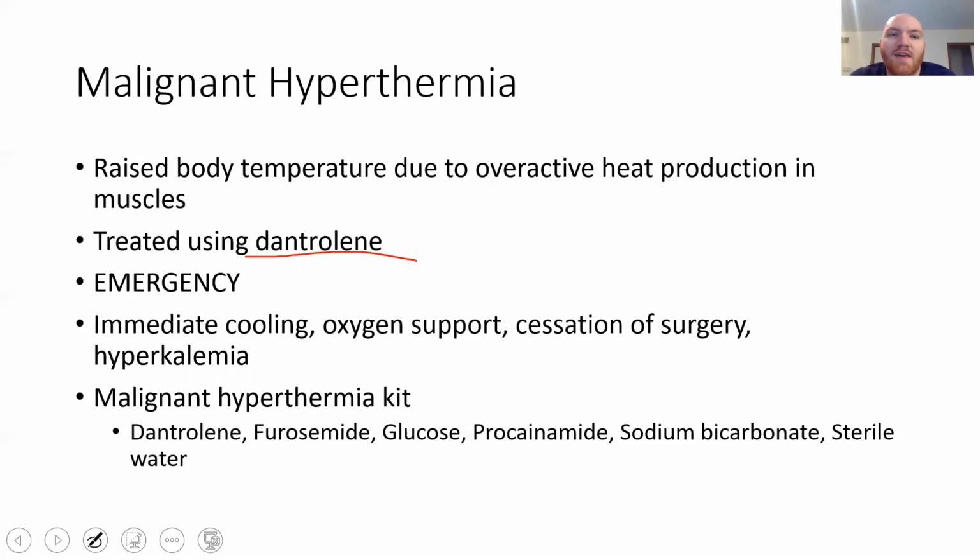This is a big deal when it happens. There are malignant hyperthermia kits in just about every operating room. The other ways it's treated: you cool the person down, you give them 100% oxygen, you stop whatever you're doing surgery-wise, and then they'll end up with really high potassium levels, hyperkalemia. Hyperkalemia is very high potassium levels in the blood, and this can be very dangerous for a person. The kits I mentioned a minute ago will contain these drugs at the minimum. They can also contain other things, but they're always going to have this.